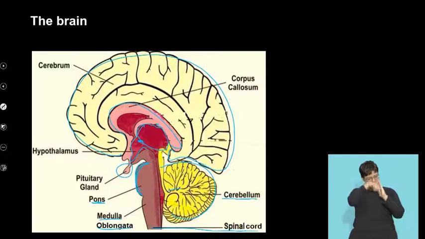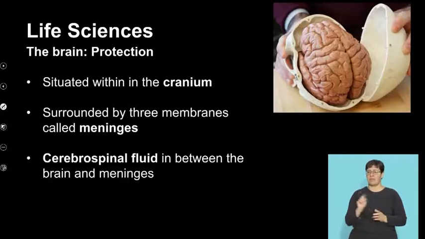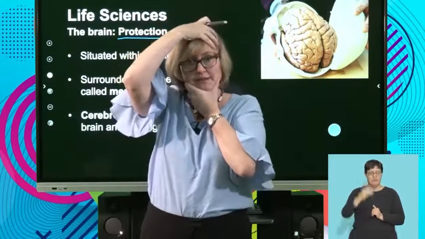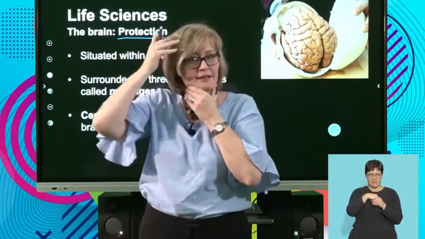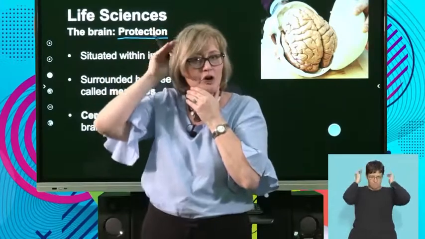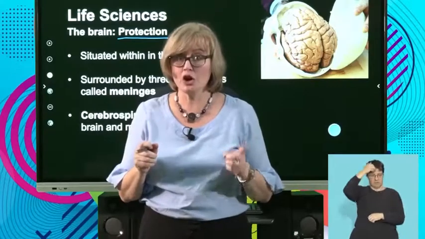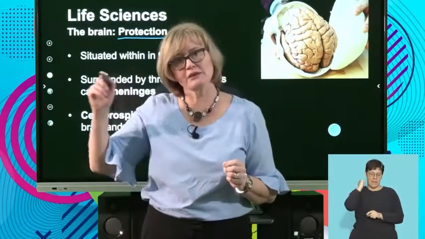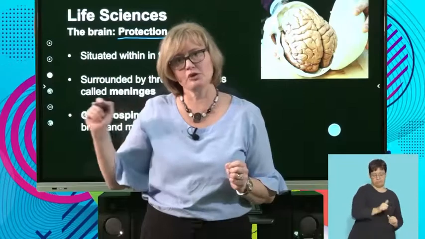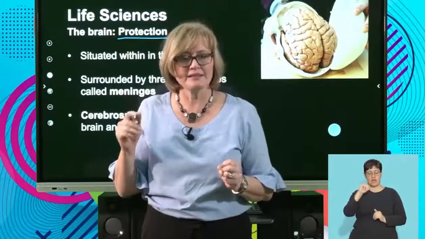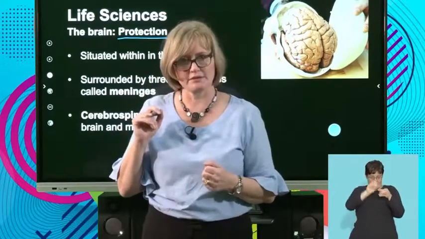Right, so let's go into more detail of each part. Firstly, how is the brain protected? Well, the brain is in your head here, in the skull. This is your skull, right? But within this skull, there's a bony hollow, and we call that the cranium. It's very important that you know this term because it links back to human evolution. You're going to do human evolution a little bit later, and you need to know what the cranium is. That's the place where the brain is situated, right?